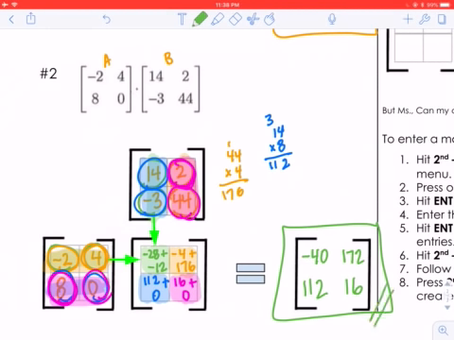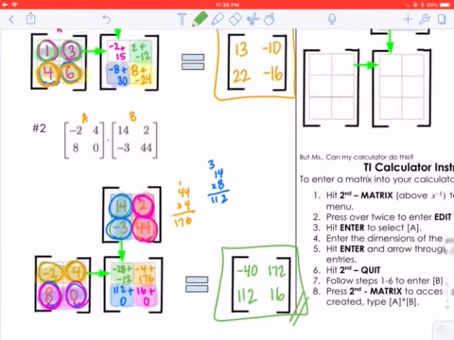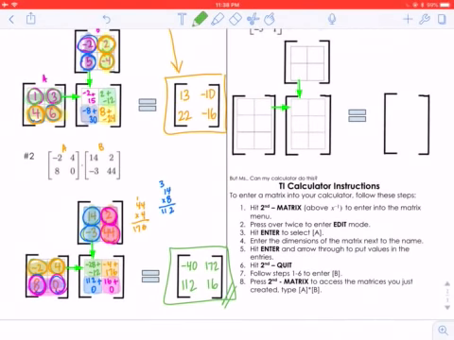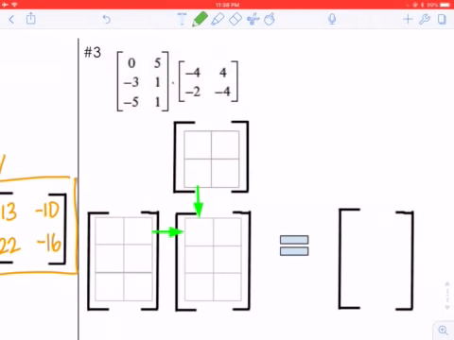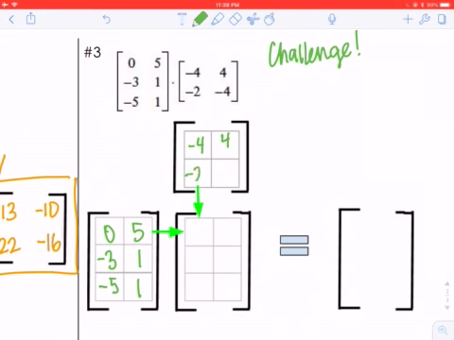All right, you guys are doing great. We're going to try one challenge problem. If you're not feeling up for the challenge, that's okay. Just go ahead and try your packet. But if you do want to take a look at the challenge, here it is. Challenge. Okay, I've got 0, 5, negative 3, 1, negative 5, 1, negative 4, 4, negative 2, negative 4.